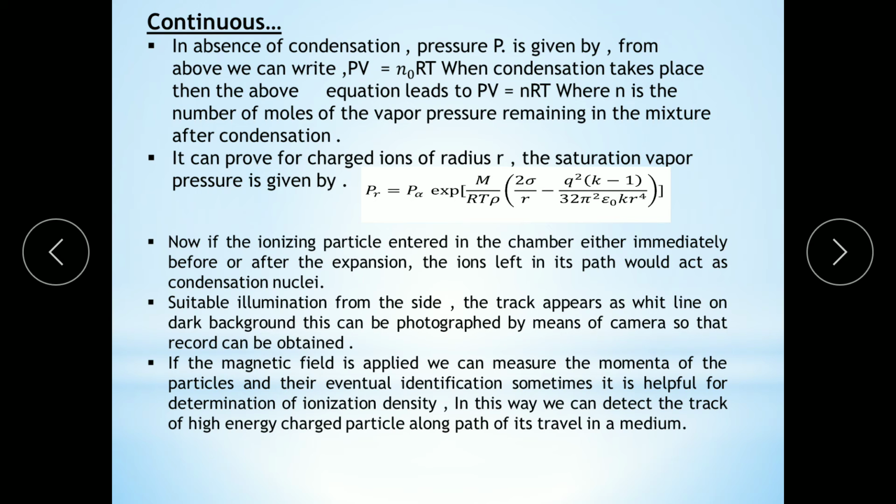If we apply a magnetic field to this cloud chamber, then we can easily find the momenta of the particles and their eventual identification. Sometimes it is helpful for the determination of ionization density. In this way, we can detect the track of a high energy charged particle along the path of its travel in the medium. Okay, that's all about the cloud chamber.